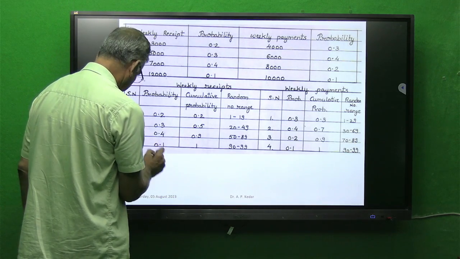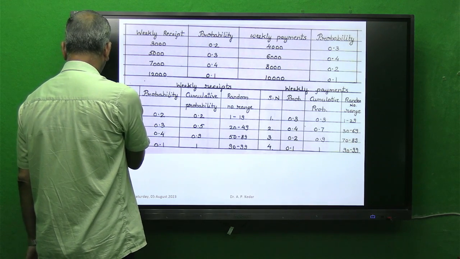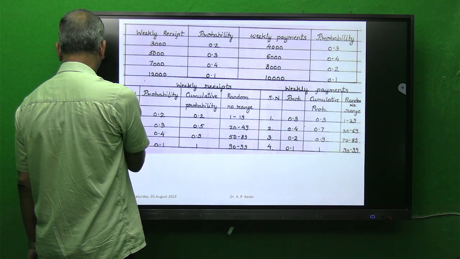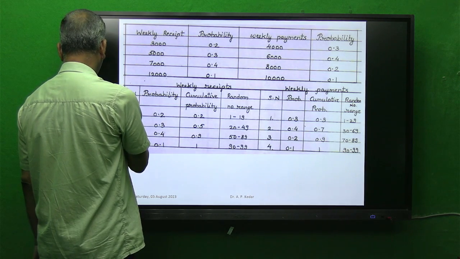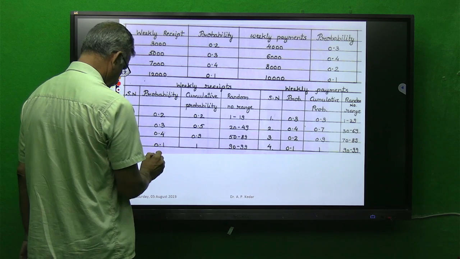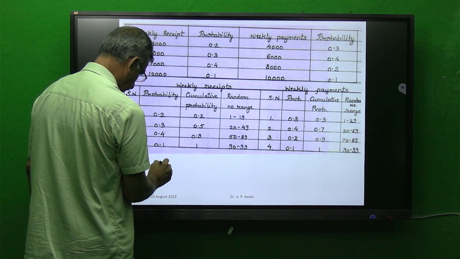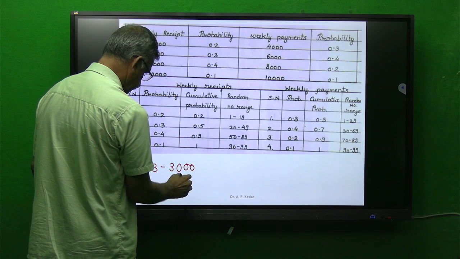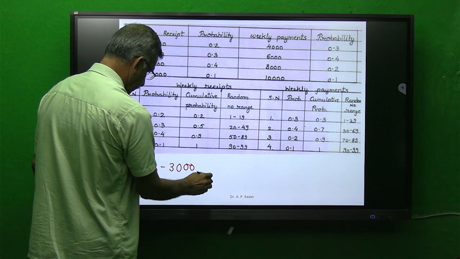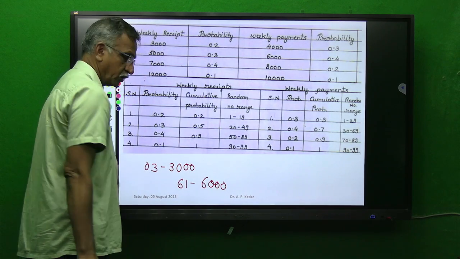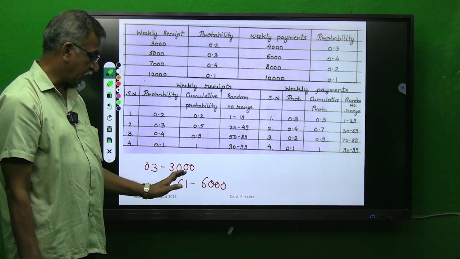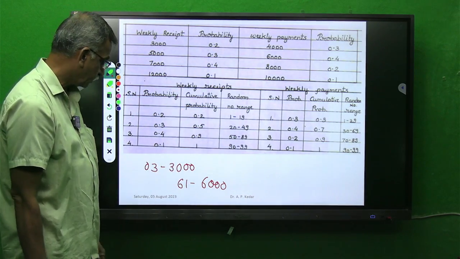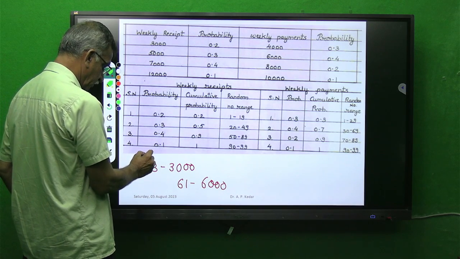So 3, I will write 3,000. For 3 it was 3,000. For 61 it was 6,000. We have witnessed that, it is written in that slide. Let's check how. Now this is a random number.